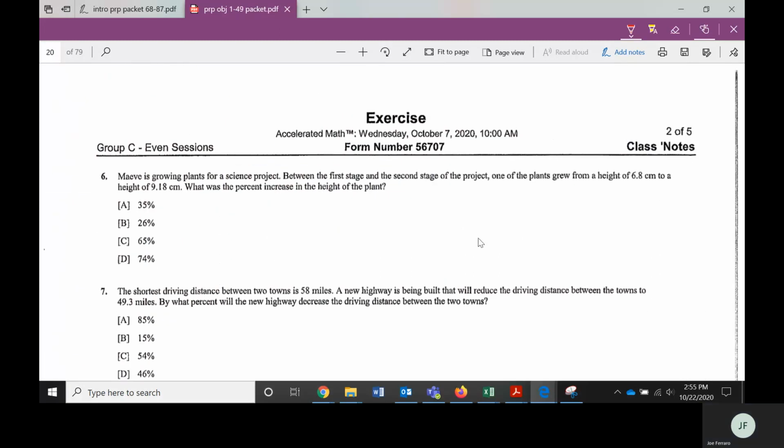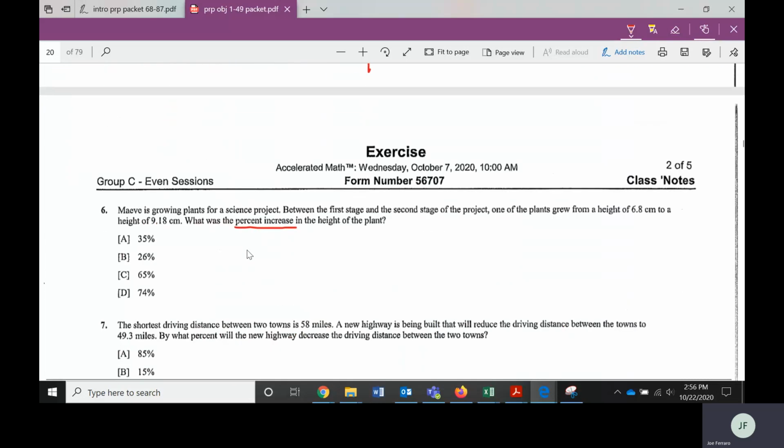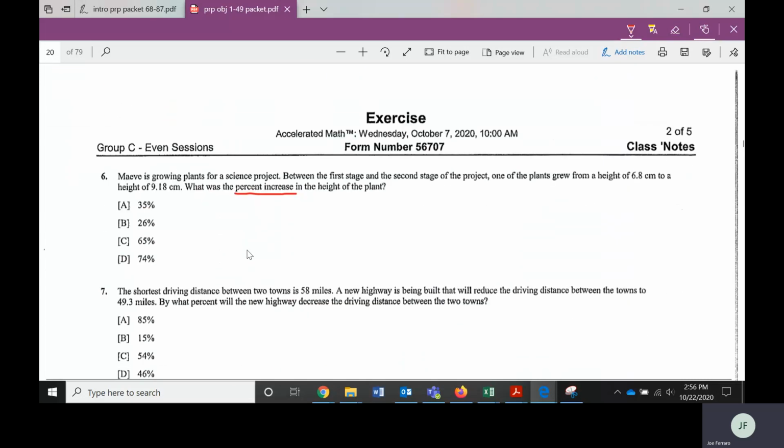Okay. It says they're growing plants for a science project. Between the first stage and the second stage, one plant grew from a height of 6.8 to a height of 9.18. What was the percent increase in the height of the plant shown? So again, we would use the notes on the bottom of the other page, finding a percent change, because that's what they're asking, a percent increase.